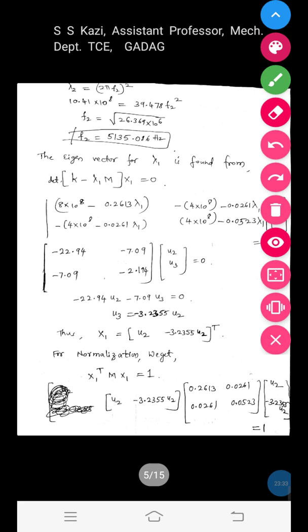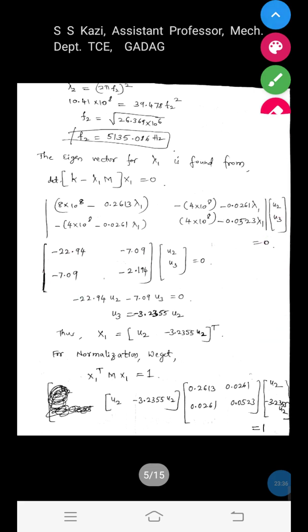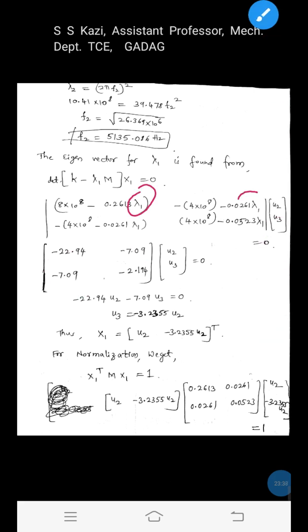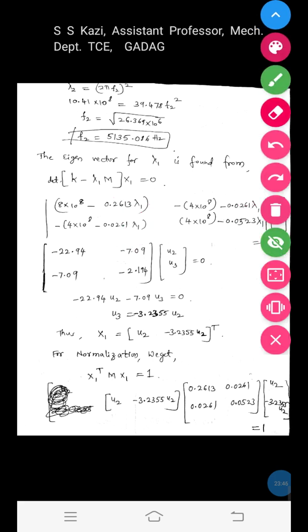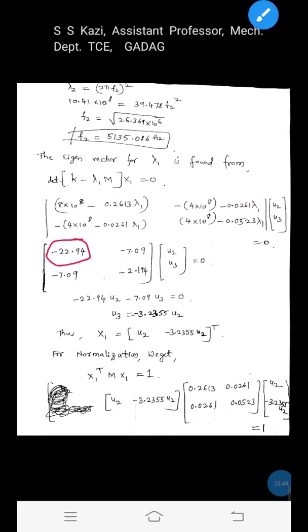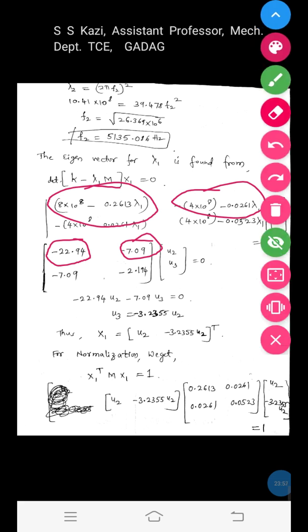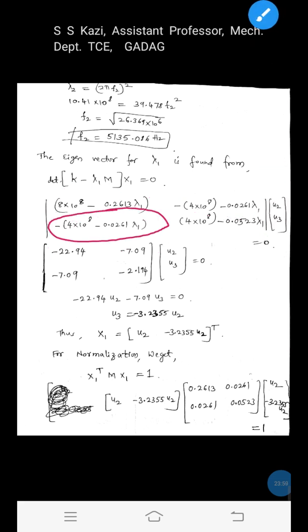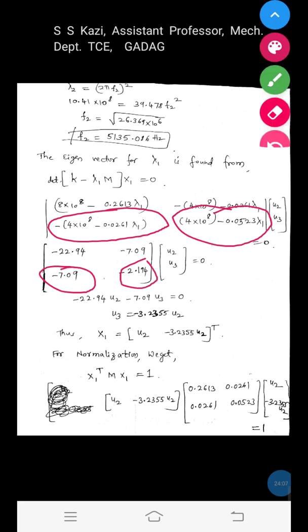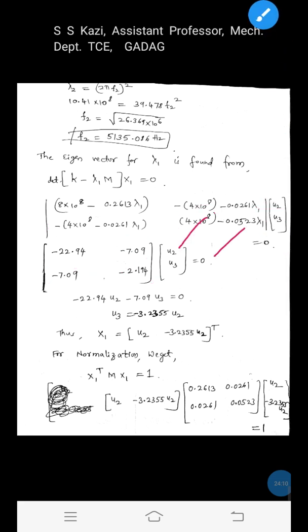This value has to be substituted here, 118.43 into 10 raised to 8 in all these terms. Substituting lambda 1 here and calculating all these 4 terms, we get minus 22.94 for this term, for the second term minus 7.09, for the next term minus 7.019, and for this term minus 2.194, multiplied by u2 u3 is equal to 0.